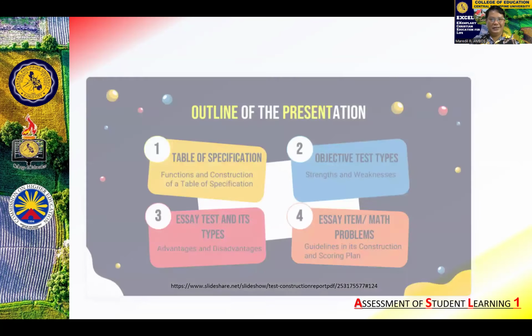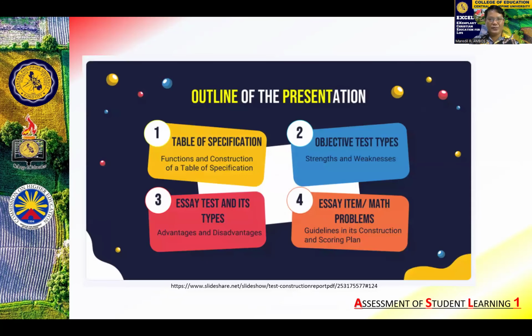So that's it. For our outline of the presentation, we will first discuss the table of specifications, together with the functions and construction of a table of spec. And we have the objective test types, their strengths and weaknesses, the essay type test and its advantages and disadvantages, and the essay item, together with the math problems, with their guidelines in construction and scoring plan.